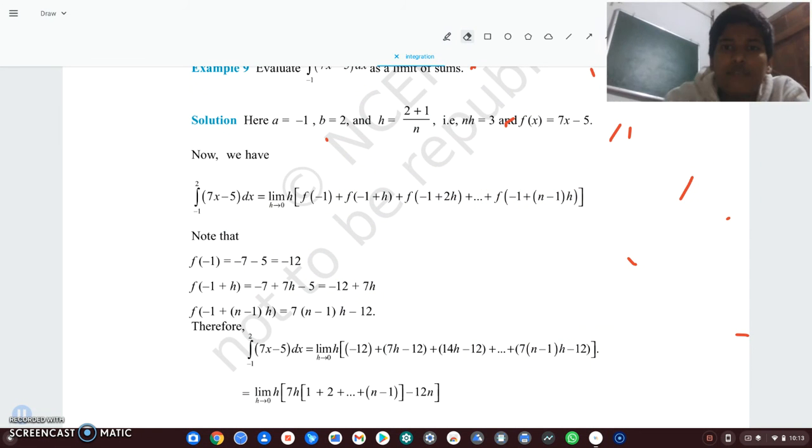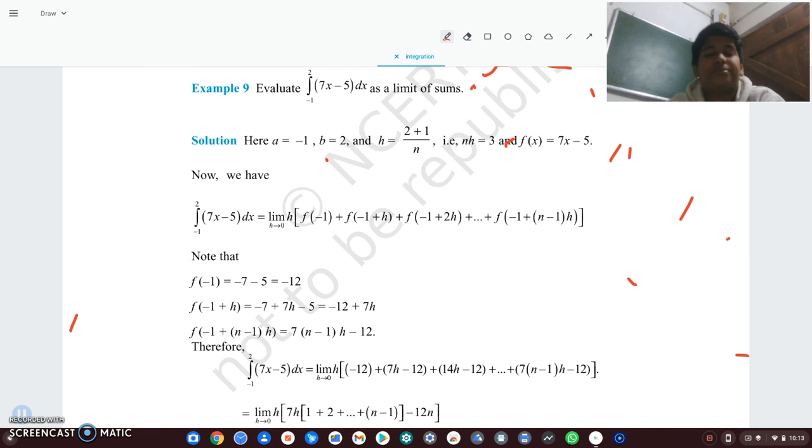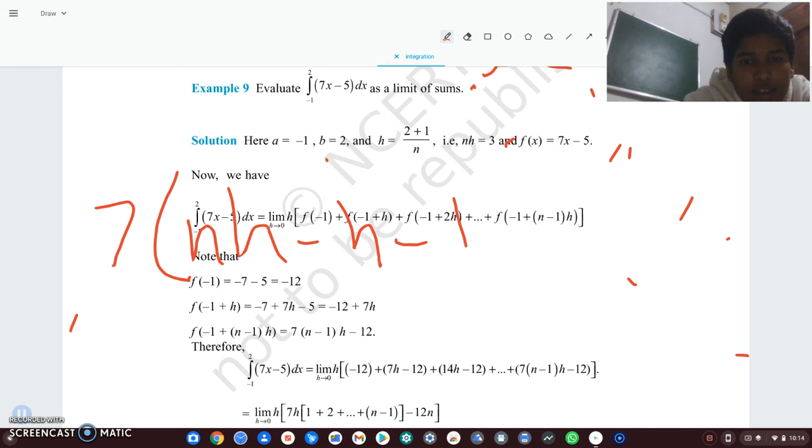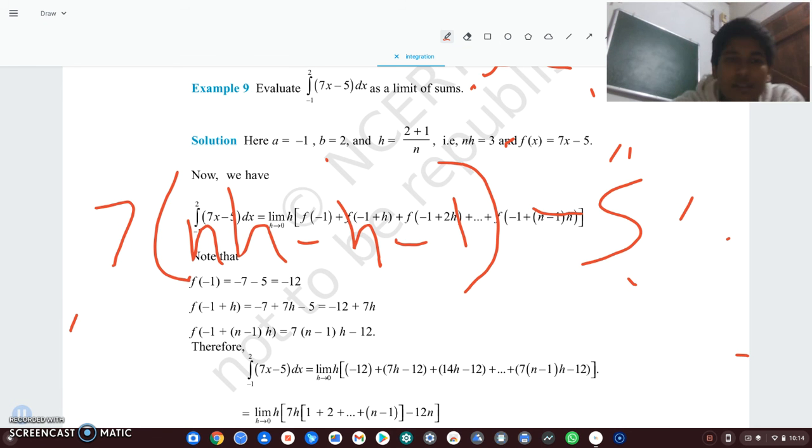First we have to think about that. For thinking, we are putting the value of x as what? We are putting the value of x as nh minus h minus 1. Now 7 into nh minus h minus 1, this is the value that we are putting, and minus 5 as outer. So always we get minus 12. The minus 12 is always there.